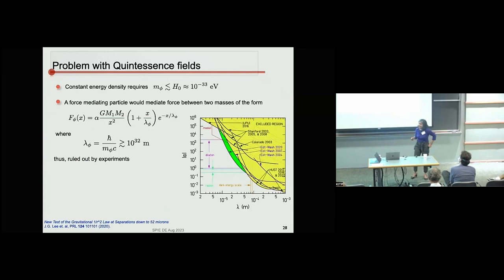But then why haven't we thought about it? And thank you, Andy, for taking the punchline. If you have a force mediating particle, it will mediate forces between two masses of this form, and that's what Andy talked about. Basically, for quintessence fields, if you want a constant energy density over the scale of the universe, this is the mass you're talking about. So you have very light fields that are going to mediate the fifth force, which would be measurable for the Earth-moon distance or two balls in the lab, and nobody saw it. And so that is the end of quintessence fields.